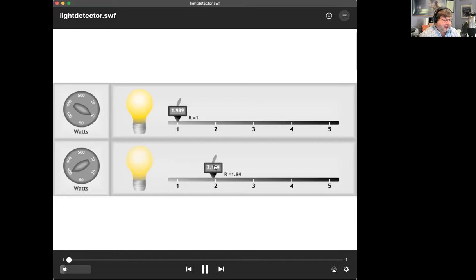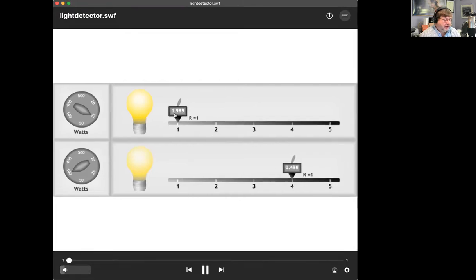So most people would think 2, but let's go to 4. I go to 4 and it's 1.989. But here, if I go 4 times away because I increased the luminosity by a factor of 4, look, it's at only 0.498. So why is that? Okay. It's because the luminosity drops is 1 over the distance squared.